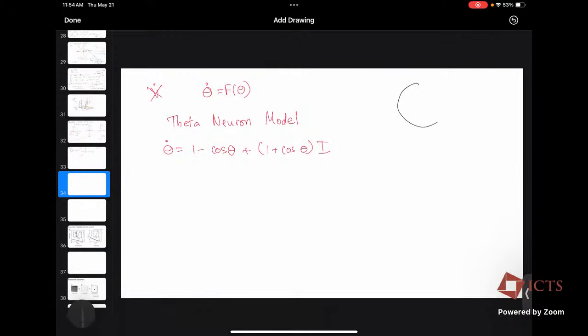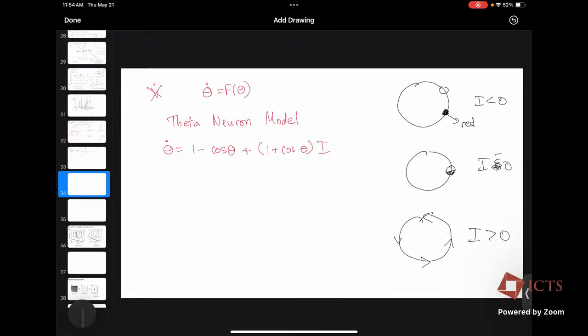But if I now look at my theta space for I less than 0, I equal to 0, and I greater than 0, you actually get some qualitatively similar things. For I less than 0, you get a stable fixed point and an unstable fixed point. Here you get a semi-stable fixed point, and here you have no fixed points at all. So here I just keep cycling around, which you can think of as spiking and coming back from spiking. And if I'm over here, I once again have a resting potential.